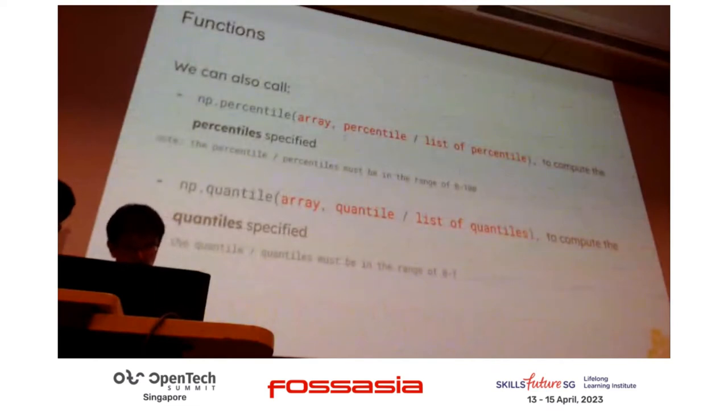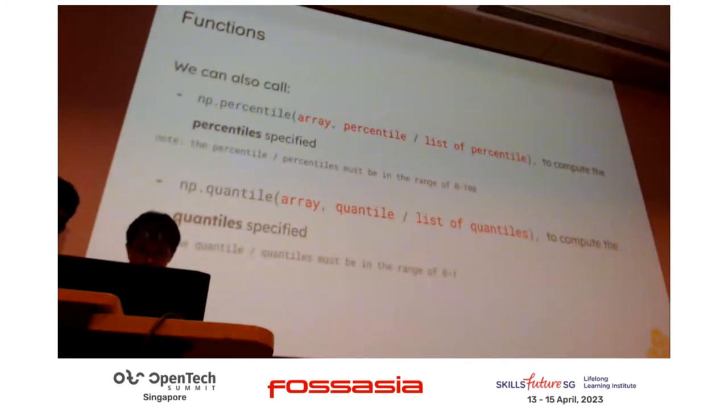For more statistical functions, you can call numpy.percentile, where the main arguments are the array you want to compute the percentiles from, and the percentile or list of percentiles you want to compute. You do need to make sure that the percentiles you specify are between 0 and 100. Not a percent sign, but like 0 to 100, which signifies the percentage you want.